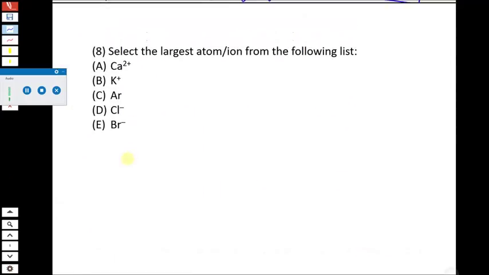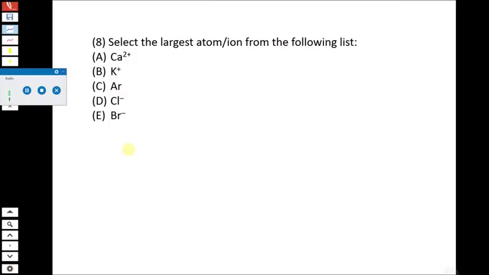All right, the next couple of questions deal with periodic trends. So we're talking about basically 4 major trends from the periodic table, which we can identify now. The first one, which is covered here, is atomic or ionic radius. We also have ionization energy, electron affinity, and electronegativity, all based on, again, trends on the periodic table. So what we're going to do for these is select the largest atom or ion from the following list.